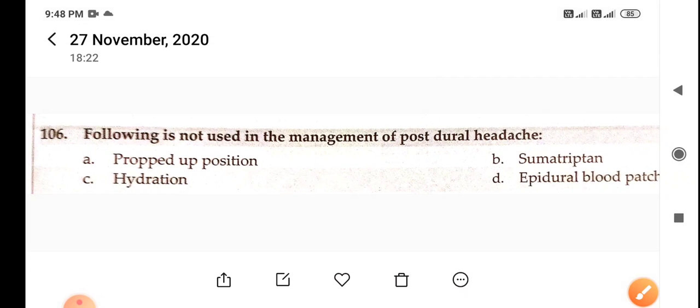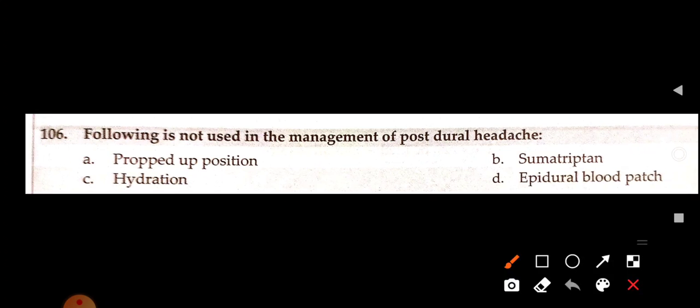Now, which of the following is not used in management of postdural headache? In postdural headache, we use sumatriptan, epidural blood patch, hydration, but not propped up position. Propped up position is not indicated.